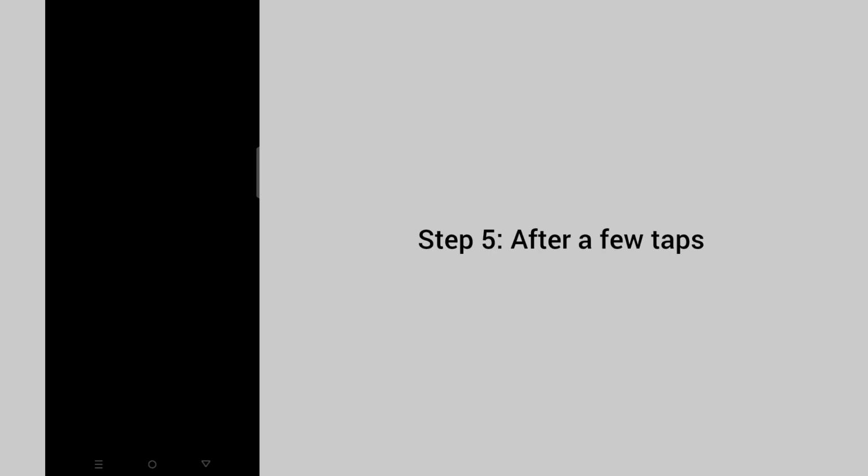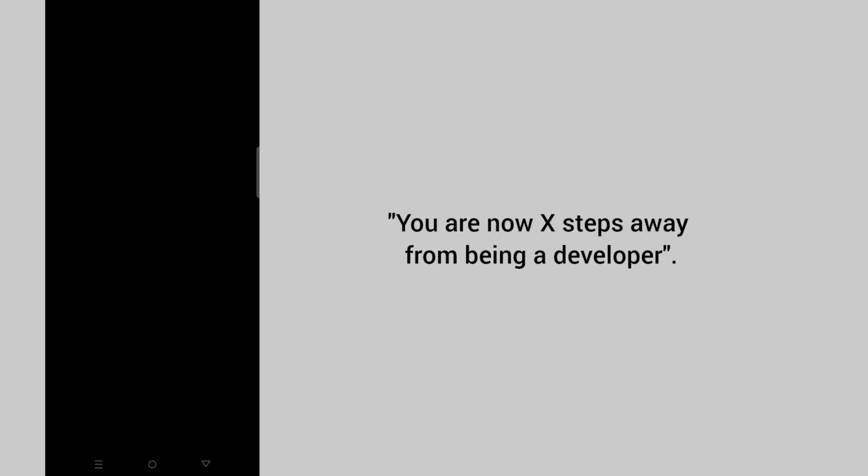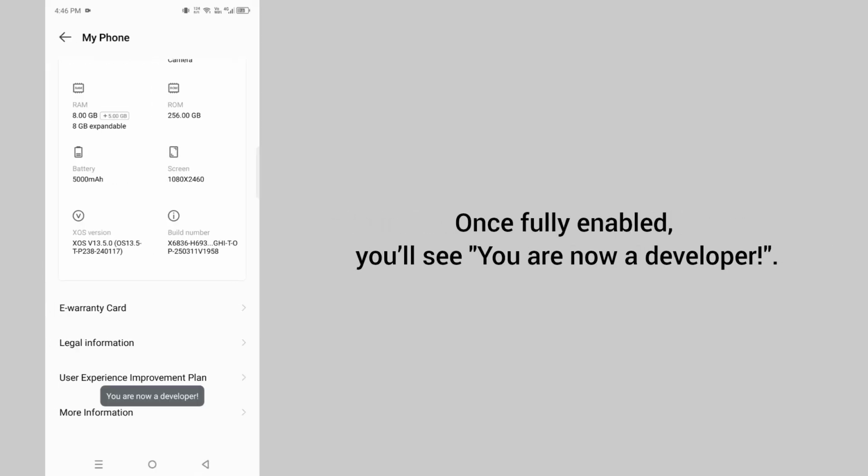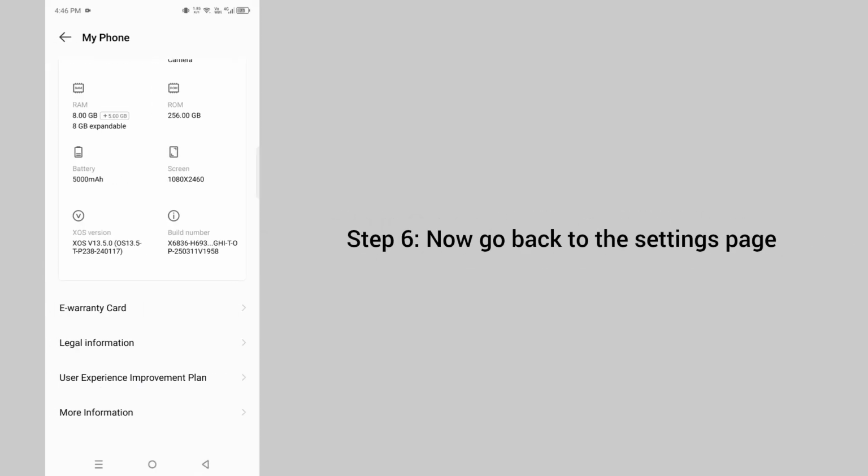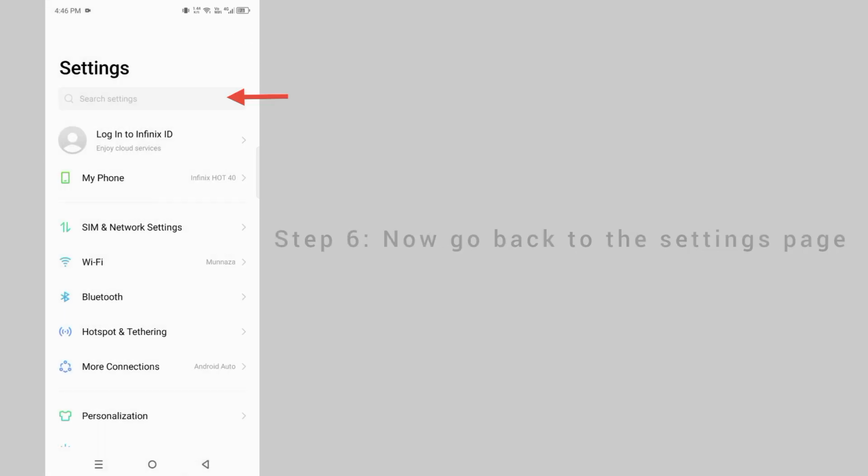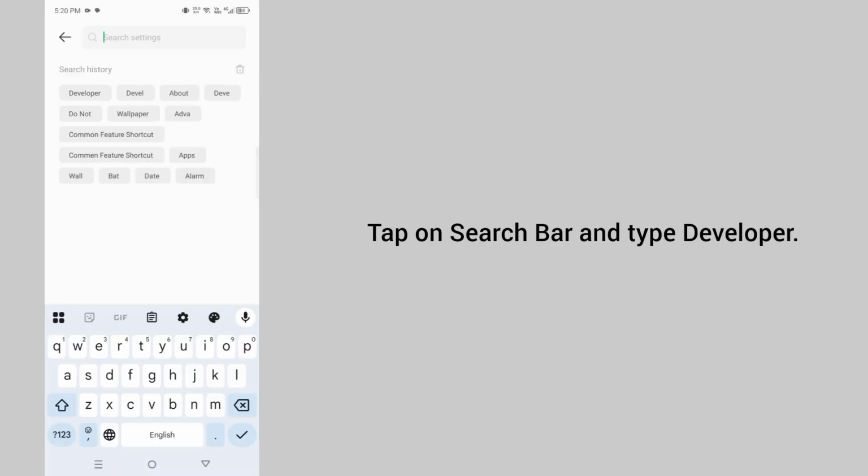Step 5. After few taps, you will see a message like you are now X step away from being a developer. Once fully enabled, you will see you are now a developer. Step 6. Now go back to the settings page. Tap on search bar and type developer.